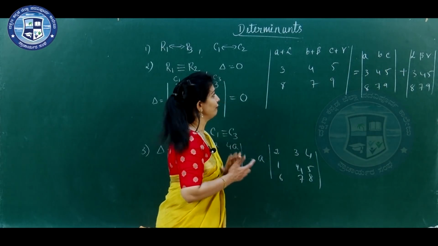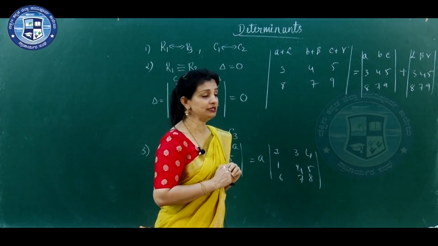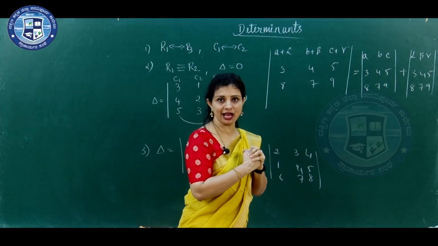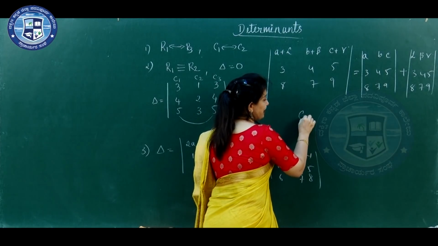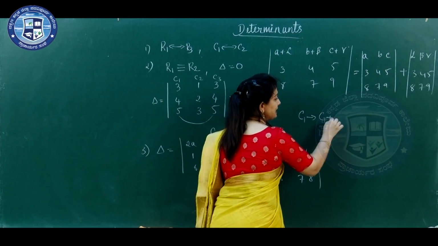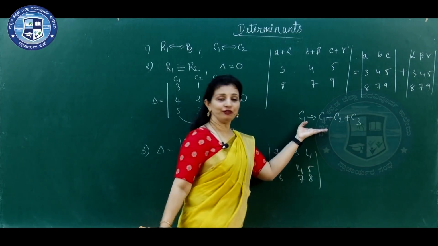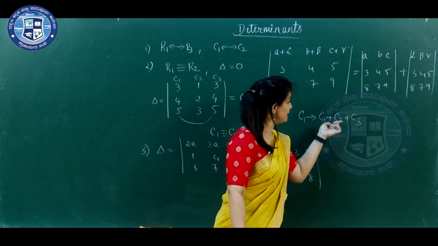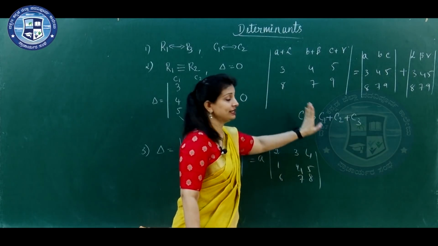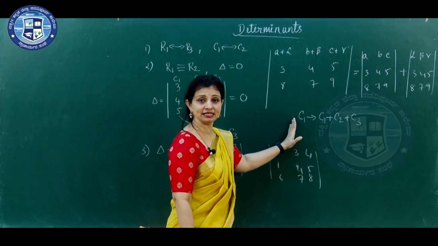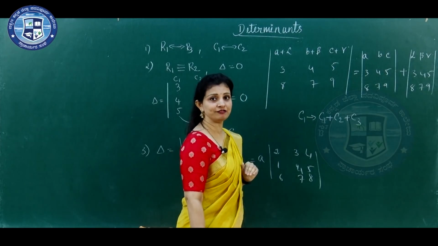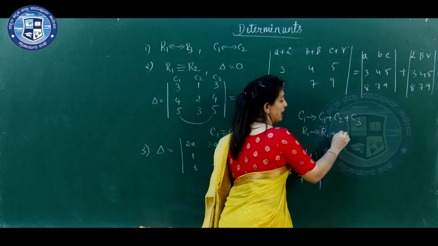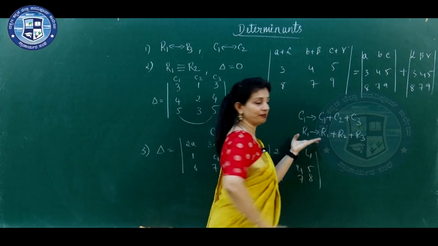And the final, very important property: a few operations are allowed here. Which operations are allowed? We can change the first column C1 to C1 plus C2 plus C3. Even if you operate this way, adding the corresponding elements of C1, C2 and C3, the delta value remains the same. If you apply these operations, the determinant value remains the same. Similarly, you can apply R1 to R1 plus R2 plus R3. It is possible to apply this way.